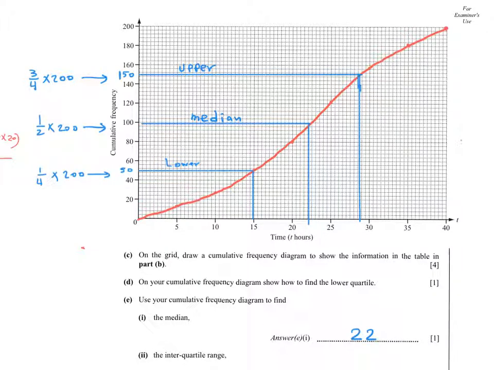So from this graph we can find the upper quartile. Multiply 3 over 4 times 200 equals 150. Then go horizontal, then go down. For the median, 1 over 2 times the total, you get 100, then horizontal, down. For the lower quartile, 1 over 4 times the total, horizontal, down. Then you can find the lower quartile, the median and the upper quartile. The lower quartile is approximately 15. The upper quartile is approximately 29 or 28 point something.